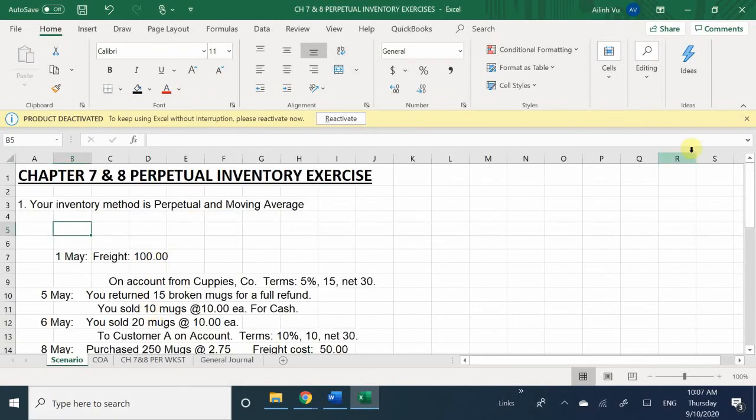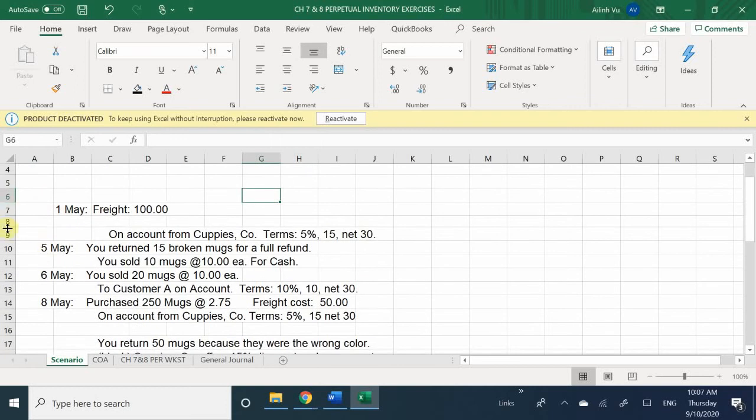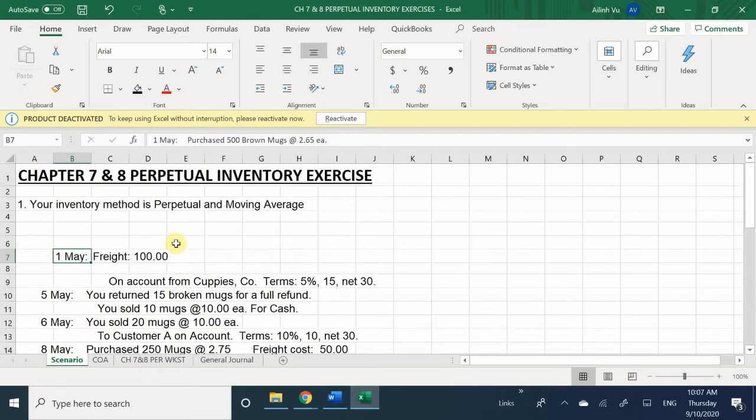Number 1, your inventory method is perpetual and it's moving average. Make sure that you understand how to do moving average. So let's go ahead and begin. What happened on May 1st? And there's nothing on May 1st.